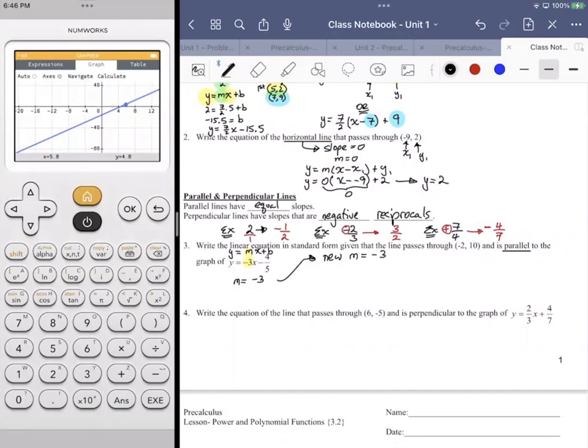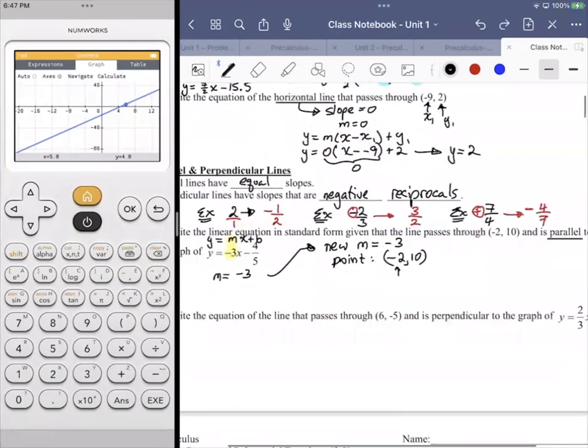Now we know that it passes through a point. That point has coordinates negative 2, 10. So this is tailor-made for the point slope form. This would be my x sub 1, and this would be my y sub 1. So y equals m times x minus x sub 1 plus y sub 1. I'm going to input my new slope, which is negative 3.